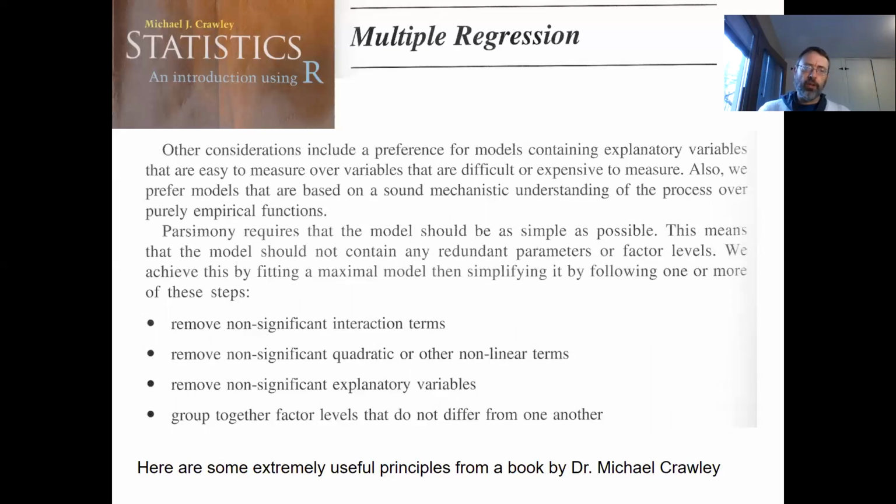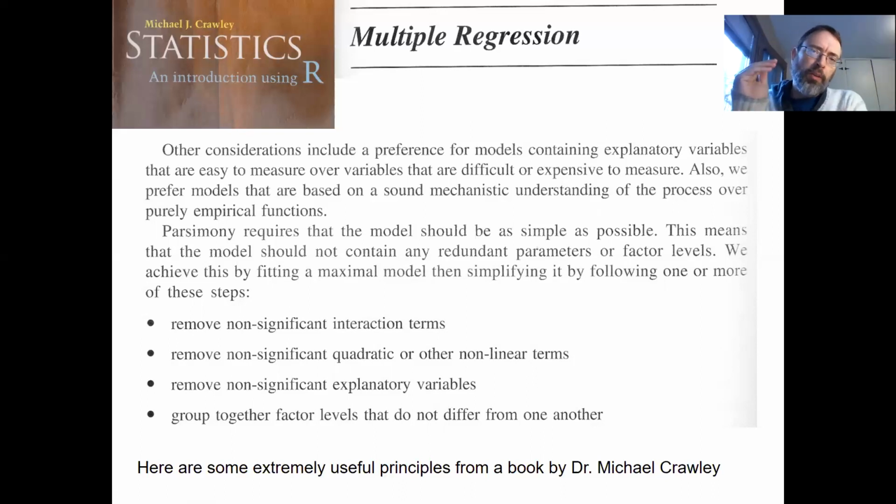So other considerations include, we want explanatory variables that are easy to measure. We want things that have a sound mechanistic understanding. We want this whole thing to be as simple as possible. We want to remove non-significant interaction terms. We want to remove non-significant quadratic or nonlinear terms. We want to remove non-significant explanatory variables. And then we want to group together factors that do not differ from one another. So we're going to remove correlated variables if possible. All of this is an exercise in simplicity and simplifying. And I will show you when we get to the R portion.